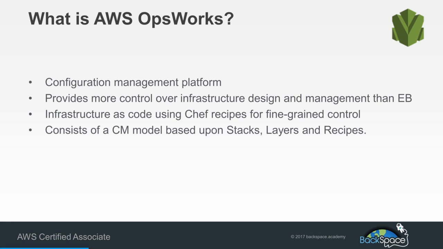So what is AWS OpsWorks? It's a configuration management platform. What that means is that we have assets that we want to deploy our application on, and they will consist of instances, maybe EC2 instances. They could consist of elastic load balancers, a number of things. And the way that those assets or resources and instances are configured, we need to define, and that is done with OpsWorks in code. So this provides us much more control over infrastructure design and management than we would get with Elastic Beanstalk.